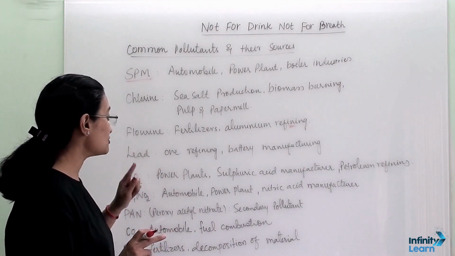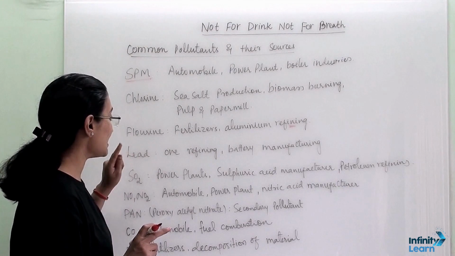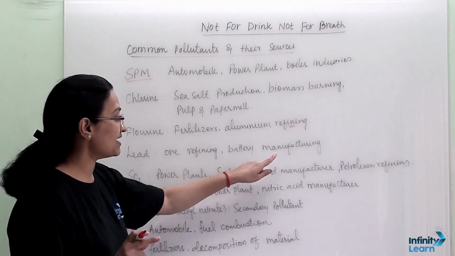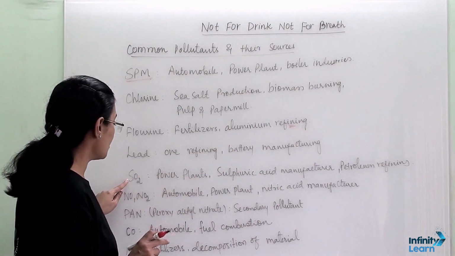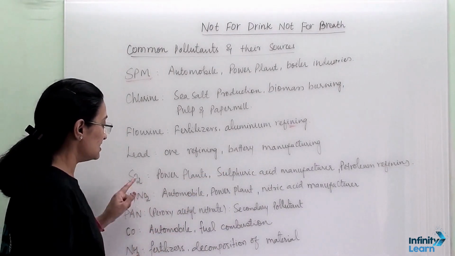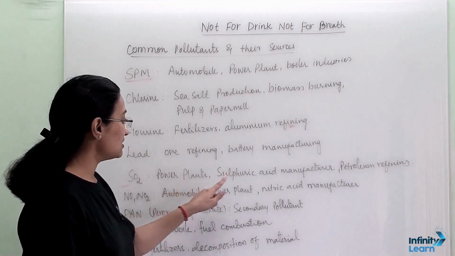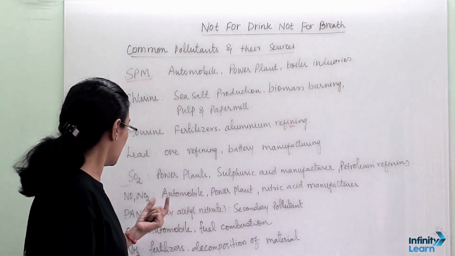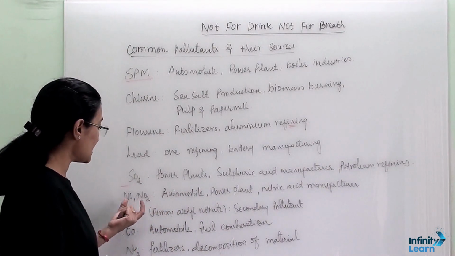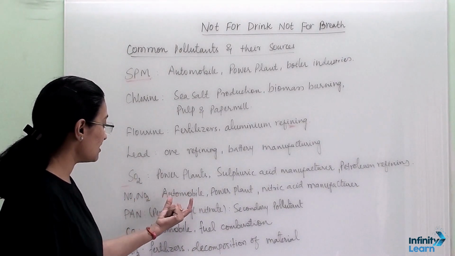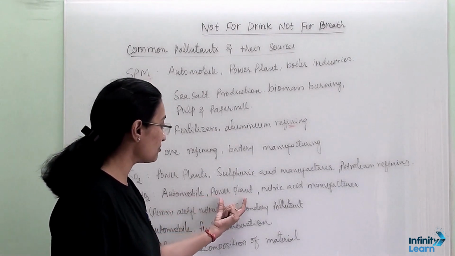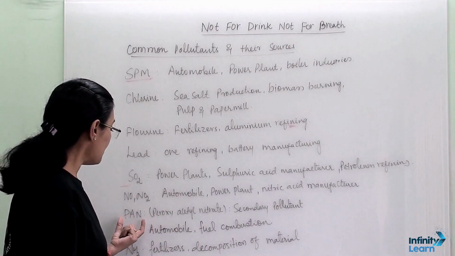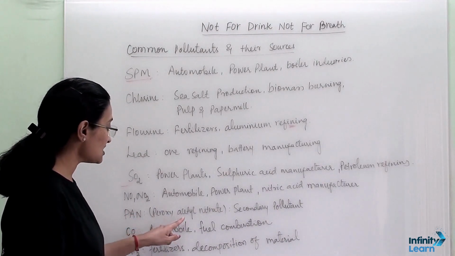Then lead. Lead is also a metal that is a pollutant. It comes out from ore refining and battery manufacturing. SO2, sulfur dioxide. This pollution comes out from power plants, sulfuric acid manufacturers and petroleum refining. Then nitrogen oxide and nitrogen dioxide. They come out from automobile burning, power plants and nitric acid manufacturing industries. Then PAN. PAN means peroxy acetyl nitrate.